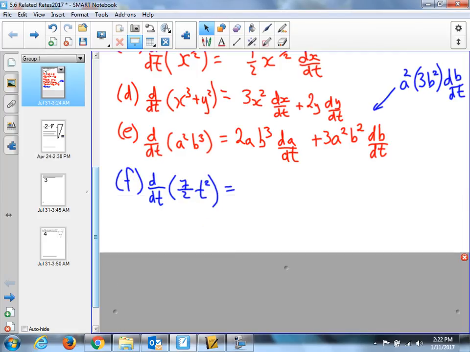Now, try this one here real quick. Should be a quick one. I just made that one up. Yeah, it's a match, right? It is time, so with respect to time, there's no leftover. 7/2 times 2 is 7t. 7t is the derivative. That's it. 7t.